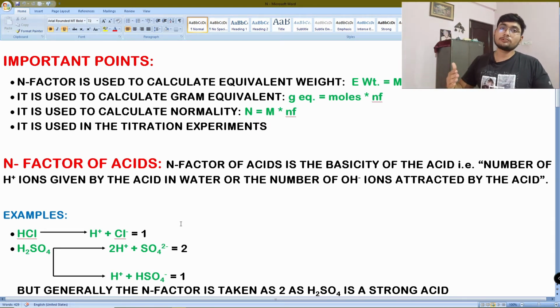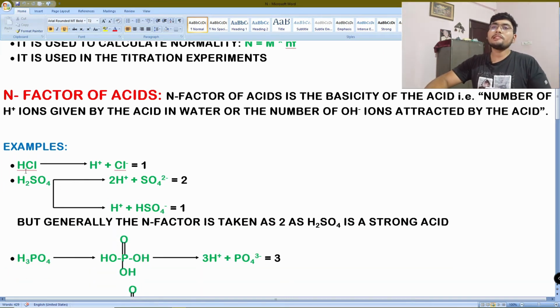Now I will tell you some examples, then it will be more clear to you. The first example is hydrogen chloride, or hydrochloric acid. When hydrogen chloride gas is dissolved in water, you get hydrochloric acid. So in water HCl breaks as H+ and Cl-, so it liberates only one H+ ion. The basicity is 1, so the n factor is also 1.